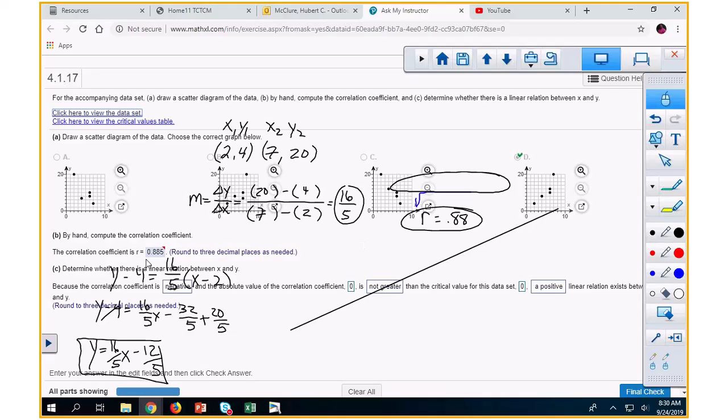The correlation coefficient, what did we say it was? I got 0.88. Of course, it says round to 3 decimals. I didn't know that while I was doing it. It's 0.885, that's what it is.